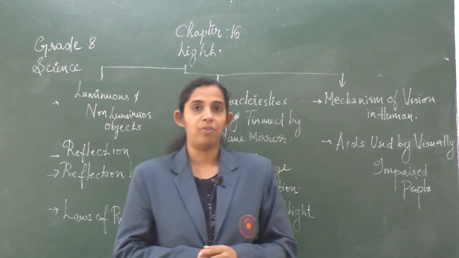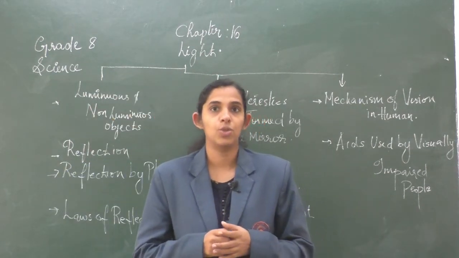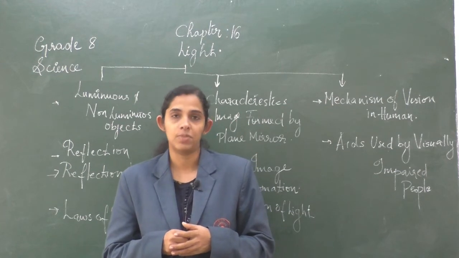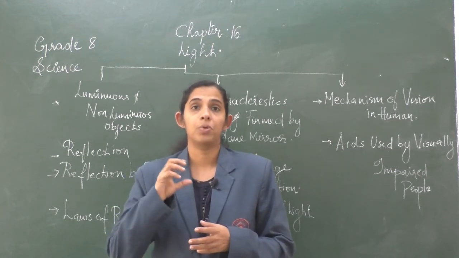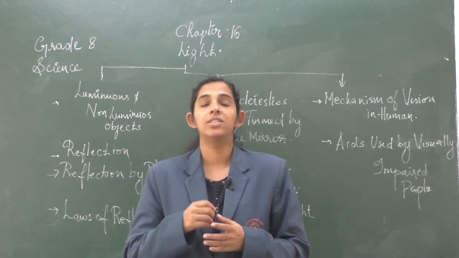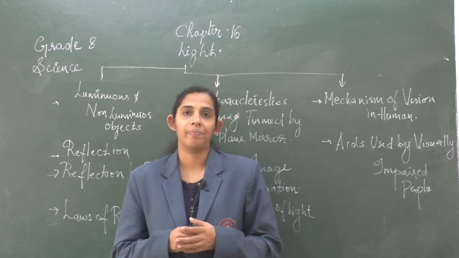The splitting of visible light into its constituent colors is called dispersion. We have seen the process of rainbow formation in detail during interactive classes.